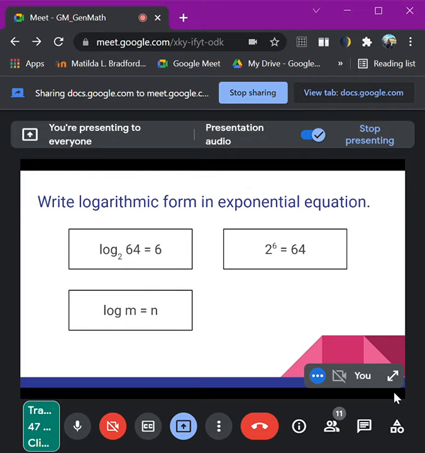Teacher? Yes, sure. Just as a guess, but 10 exponent n equals m. One more time. 10 exponent n equals m. Very good. That is 10 raised to the power of n, or 10 exponent n is equals to m.